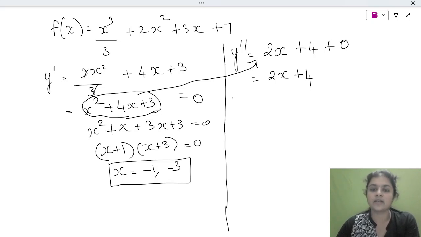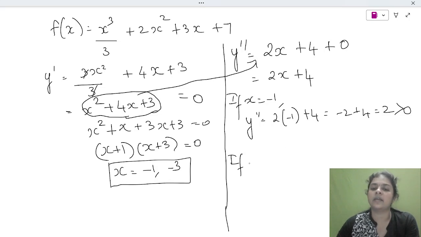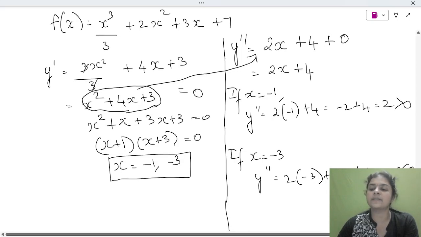Now if x is equal to minus 1, what is the value of y double dash? 2 into minus 1 plus 4. So minus 2 plus 4, answer is 2, which is greater than 0. If x is equal to minus 3, y double dash will be 2 into minus 3 plus 4. So 2 into minus 3 is minus 6 plus 4, answer is minus 2, which is less than 0. So what does this imply?